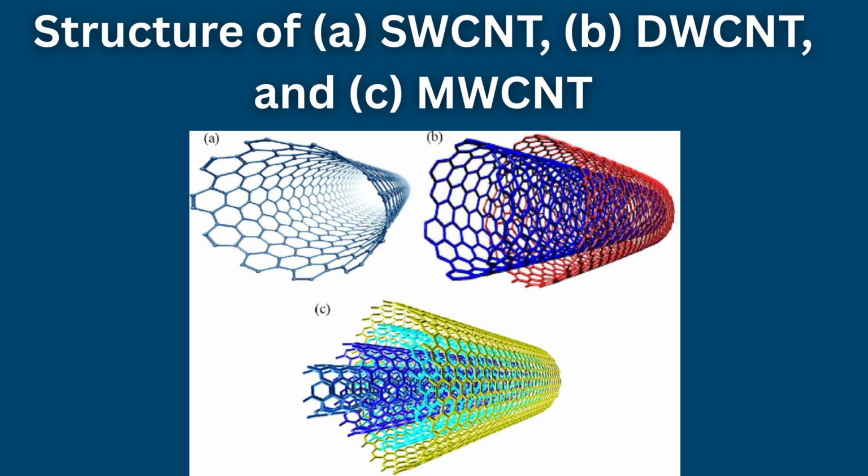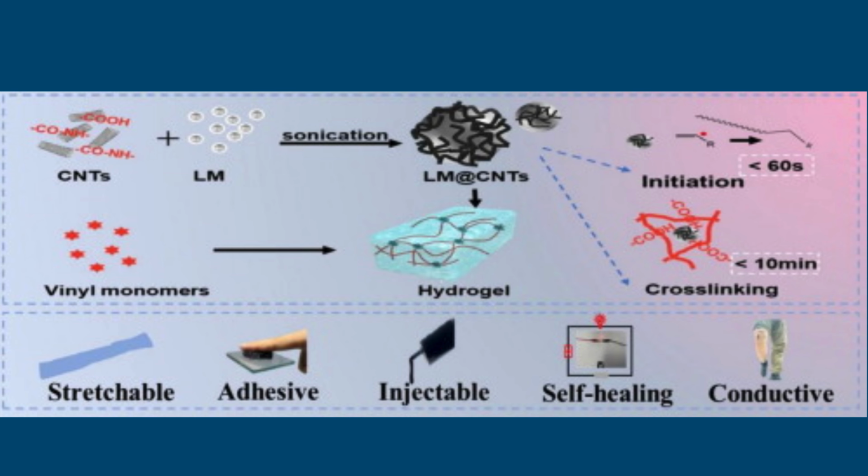Carbon nanotubes. Carbon nanotubes, CNTs, may exist as single-walled CNT, SWCNT, double-walled CNT, DWCNT, or multi-walled CNT, MWCNT. MWCNTs are commonly used in ECAs because they possess high electrical conductivity, high tensile strength, and large Young's modulus. When incorporated into adhesive matrices, they enhance both mechanical strength and electrical conductivity.